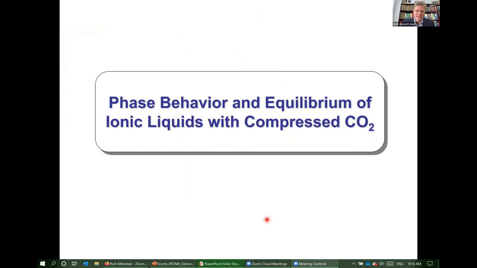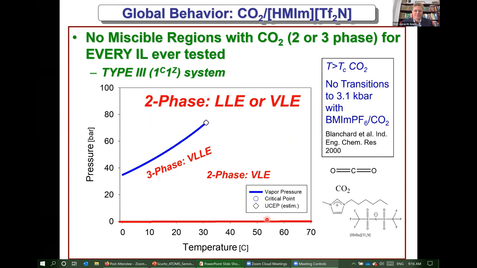So looking at some of the ionic liquid and CO2 behavior. Again, we've probed the general phase behavior of a variety of ionic liquids. I just show here this HMIM Tf2N as a standard model ionic liquid. And we believe this to be a type 3 system. We could find really no regions where we had any type of critical points or critical endpoints. We really get this three-phase vapor-liquid-liquid equilibrium system. And you'll notice that it's really on top of the vapor pressure of CO2. To tell the truth, within our experimental accuracy, we really can't distinguish a pressure difference between the vapor pressure line and the three-phase vapor-liquid-liquid equilibrium line. And also the upper critical endpoint, we really can't distinguish from the critical point of CO2. So we believe this to be type 3 phase behavior.